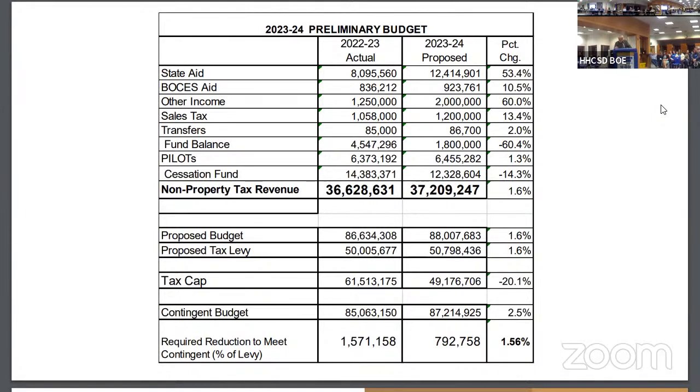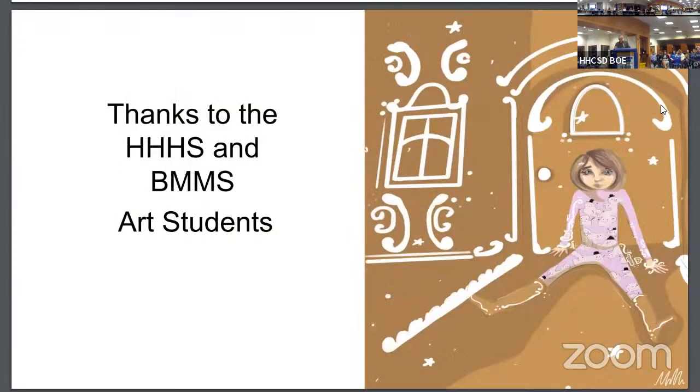Our tax gap will decrease 20%. Last year, because of the PILOTs, it went up substantially to $61 million. Today, it's only $49 million. If we have to go to a contingent budget, we would have to cut $792,000. I just like to put that in the presentation. I know it won't happen. It has never happened in my while since I've been here. So that's it, and thank you again to our high school and middle school art students.